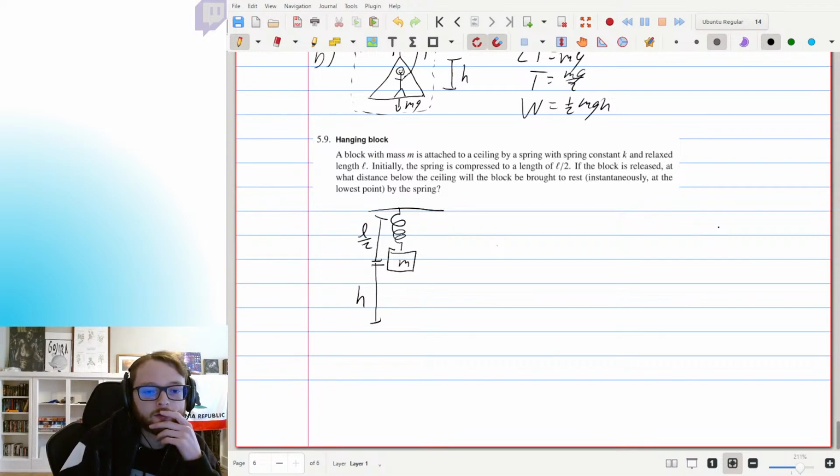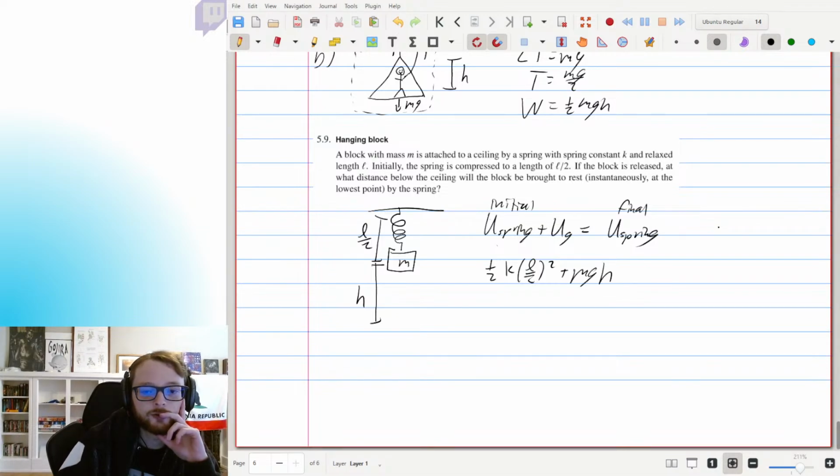I think what we're going to have is U spring plus U gravity initial is equal to final only U spring. So the potential energy of the spring in the initial state is 1/2 k (L over 2) squared. The gravitational potential energy is mg and then the variable I named h. The final potential energy of the spring is 1/2 k (L over 2) squared.